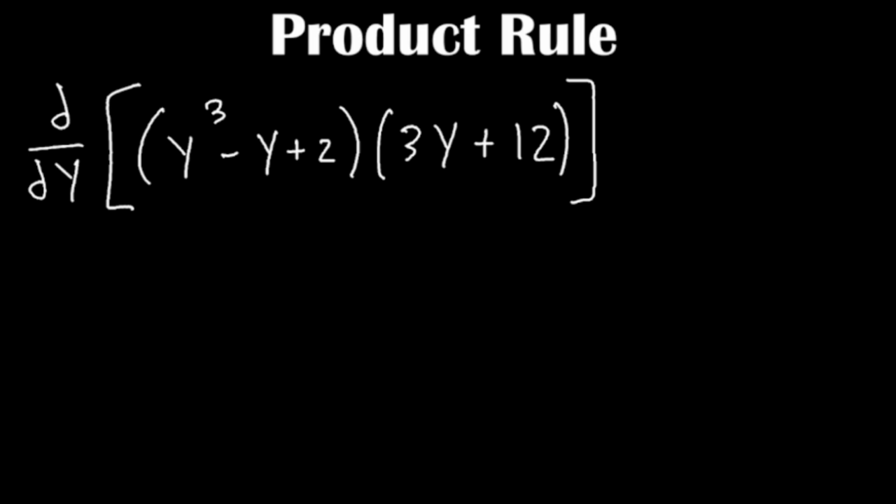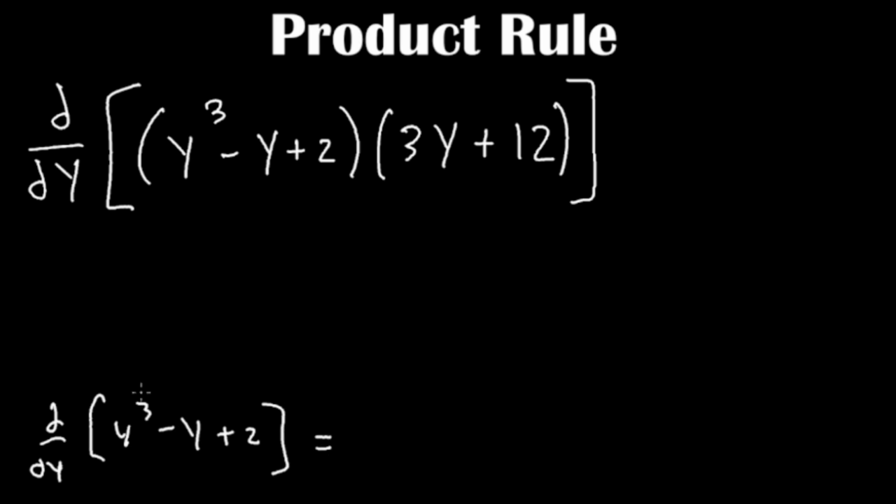So notice we have our variable of differentiation is y, but that doesn't really change anything, as I said earlier. So we're going to go about it the same way, use the same rules, same formulas, but it's just going to be with y. So first, let's differentiate this first term. So d over dy of y cubed minus y plus 2.